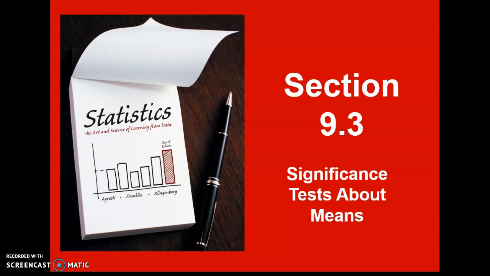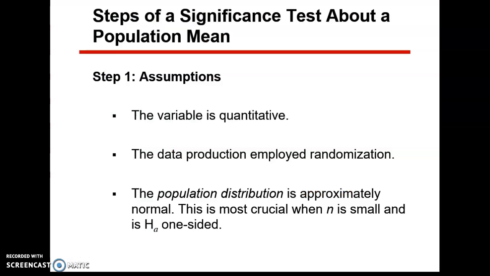In this section, we repeat what we did in section 9.2, but rather than for proportions, these are significant tests about means. So we assume the variable is quantitative instead of categorical. The data reduction employed randomization, we always do that. And this time the population distribution is approximately normal. And this is crucial if you have small n. And the alternative hypothesis is one-sided.